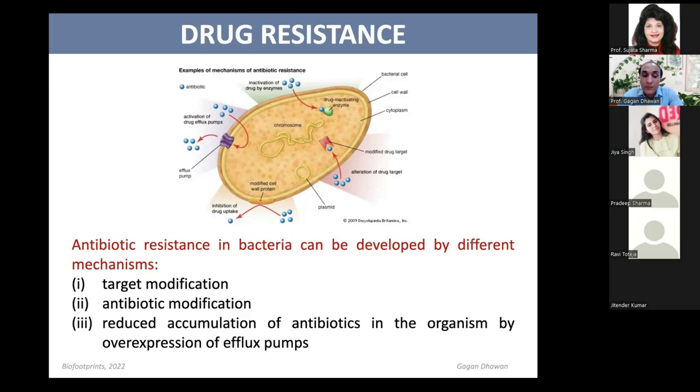Or there is some antibiotic modification occurring because of the presence of some enzymes. That means your drug is inactivated in the cell because of some enzyme present in the cell which is metabolizing the drug, and the drug is no more active. Or there is reduced accumulation of antibiotic in the organism by overexpression of efflux pumps. Is it okay? That means if the efflux pump is overexpressed, it will throw your drug out of the system.